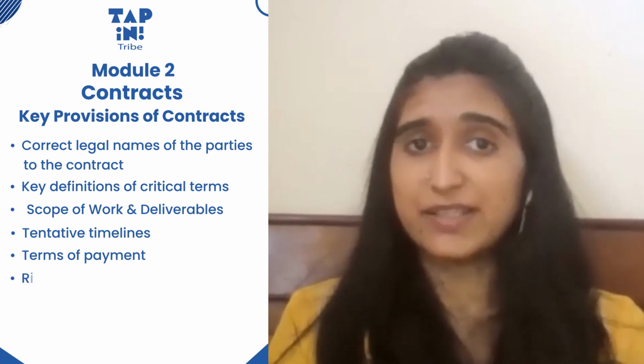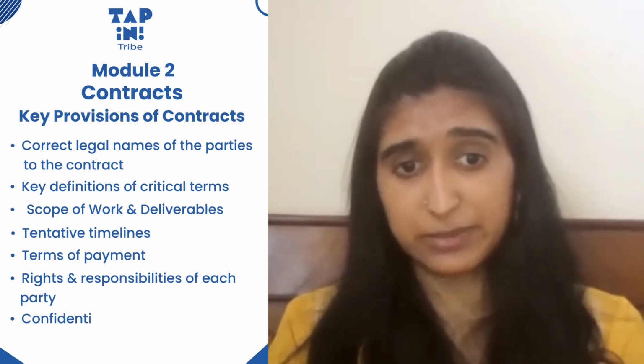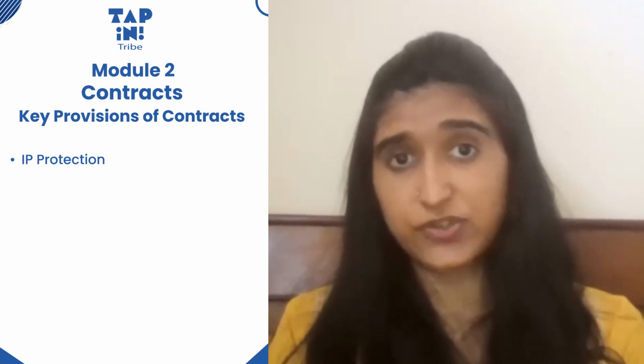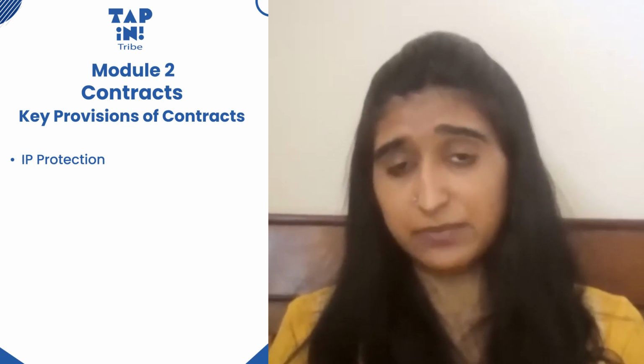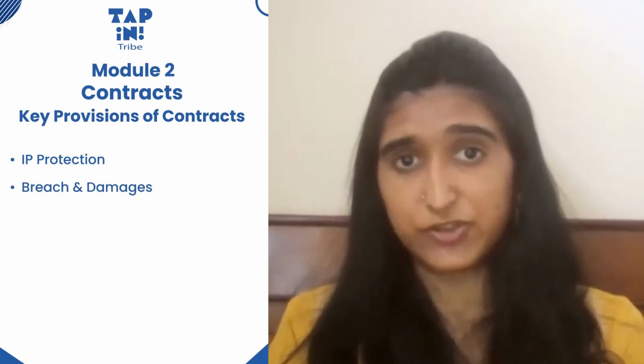Then, of course, what are the rights and responsibilities of each party to the contract? You're going to want to have a confidentiality provision as well. IP protections, again, intellectual property right protections, remember they're critical, and this is how you can protect them through your contracts as well. Breach and damages: what happens if somebody breaches the contract?